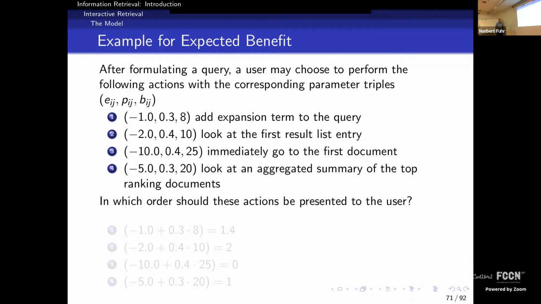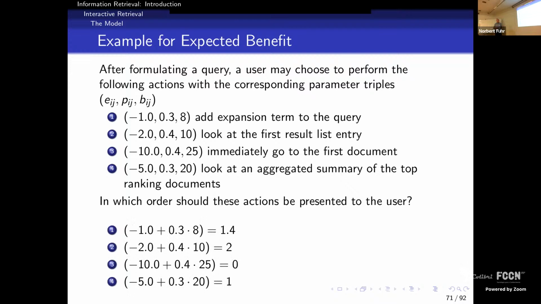Now you wonder in which order these actions should be presented to the user. And we see the first has a benefit of 1.4, the second of 2, the third has 0 gain, and the last one has a gain of 1. So I would say the second is the best one. The user should look at the first result list entry in this example.